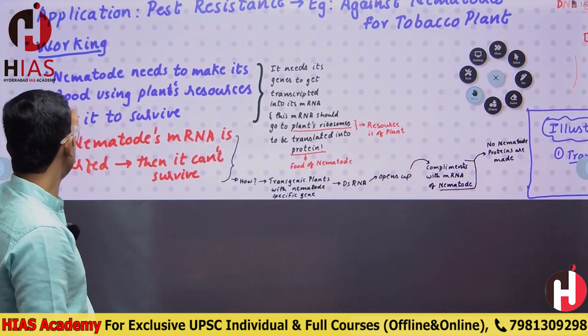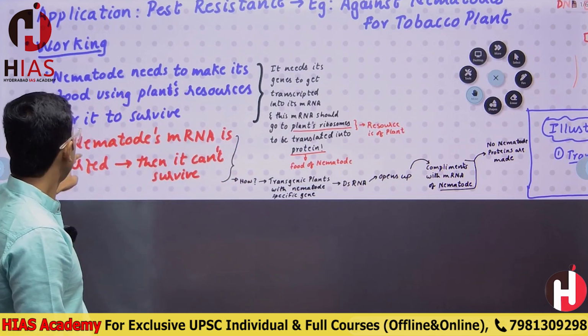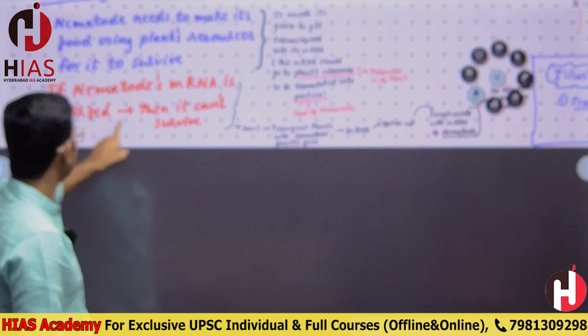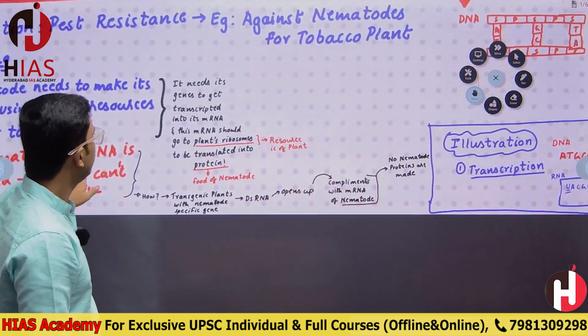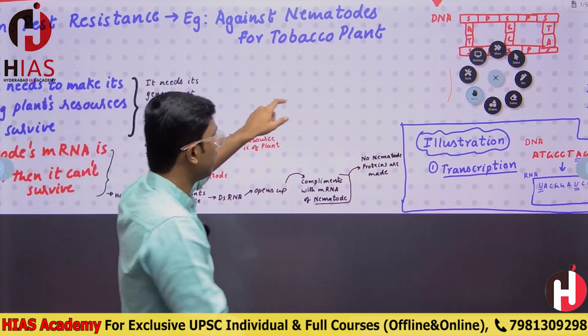Nematode needs to make its food using the plant's resources for it to survive. If the nematode's mRNA is interfered with, then it can't survive. Here, obviously, it needs its genes. Yeah, I didn't tell you what a gene is, right?